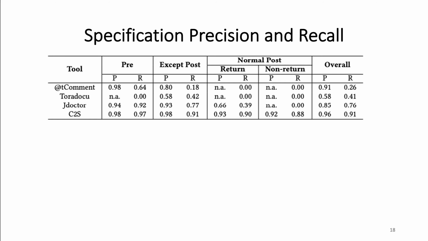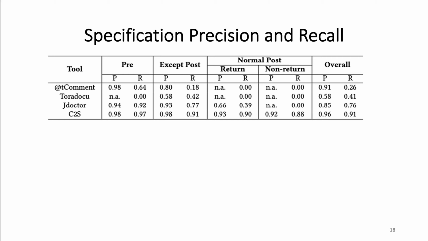To measure the effectiveness of generating specifications, we manually check the precision and the recall. We say that a specification is correct when it's consistent with the source code. We define precision as the ratio between the number of correct specifications and the number of generated specifications, and we define recall as the ratio between the number of correct specifications to the total number of correct specifications that are supposed to be generated. We compare our system with 3 state-of-the-art approaches.